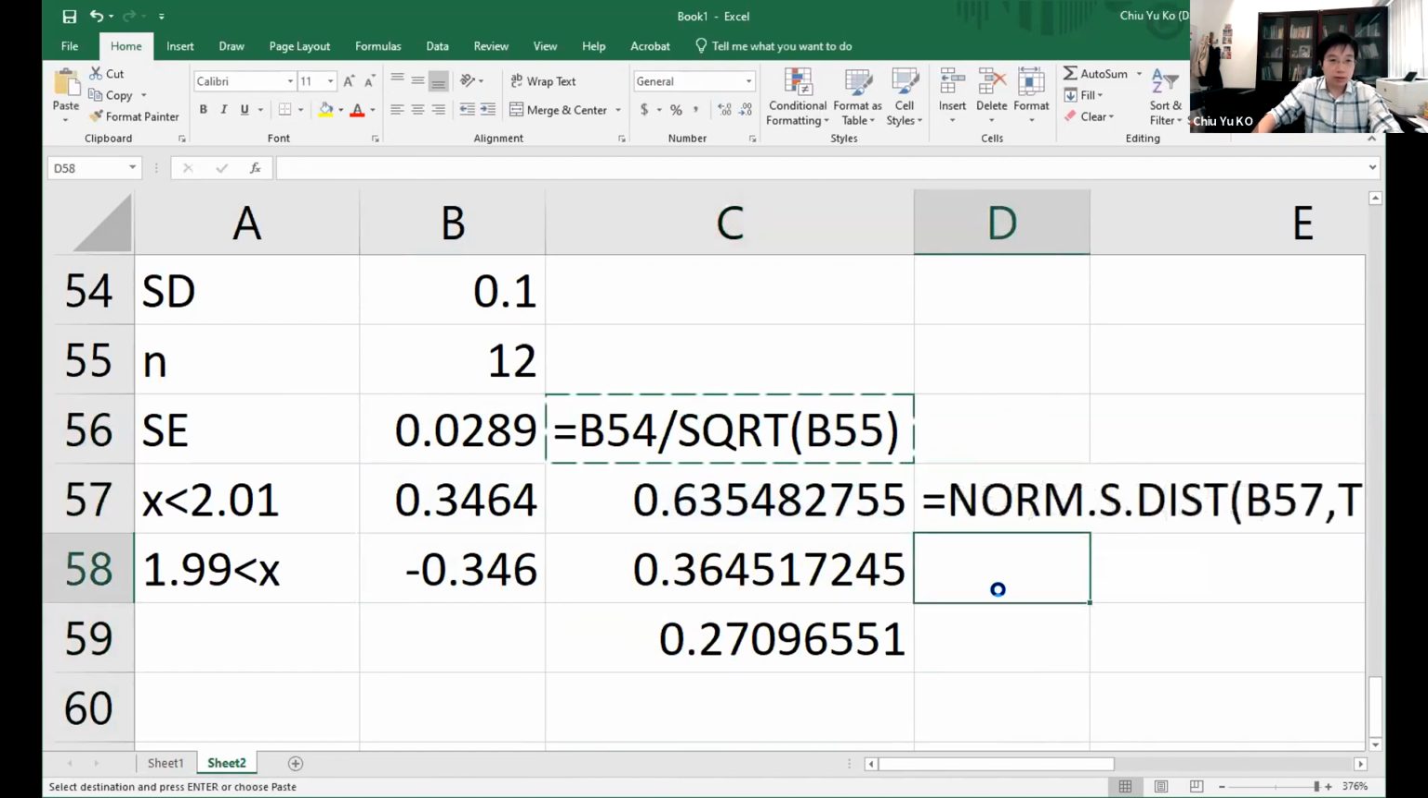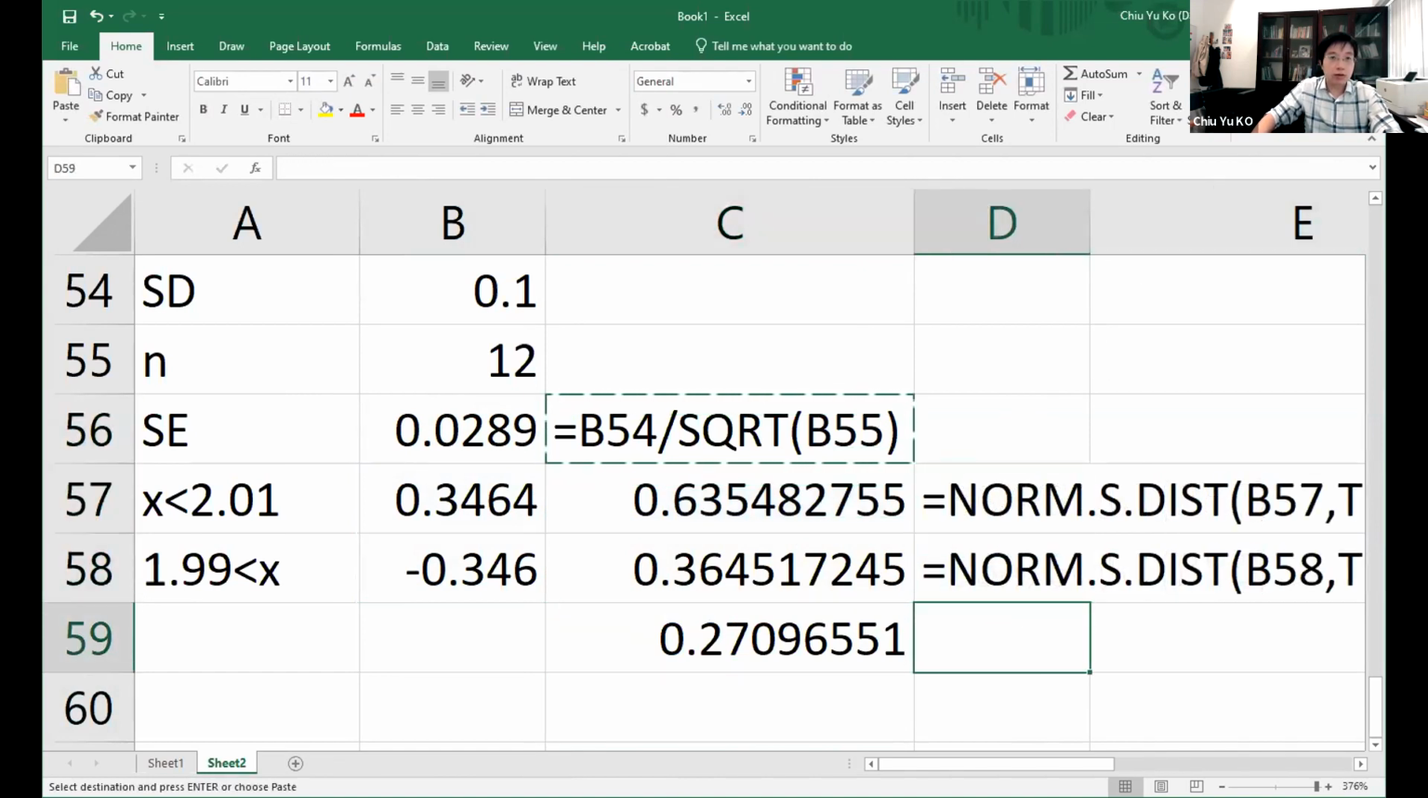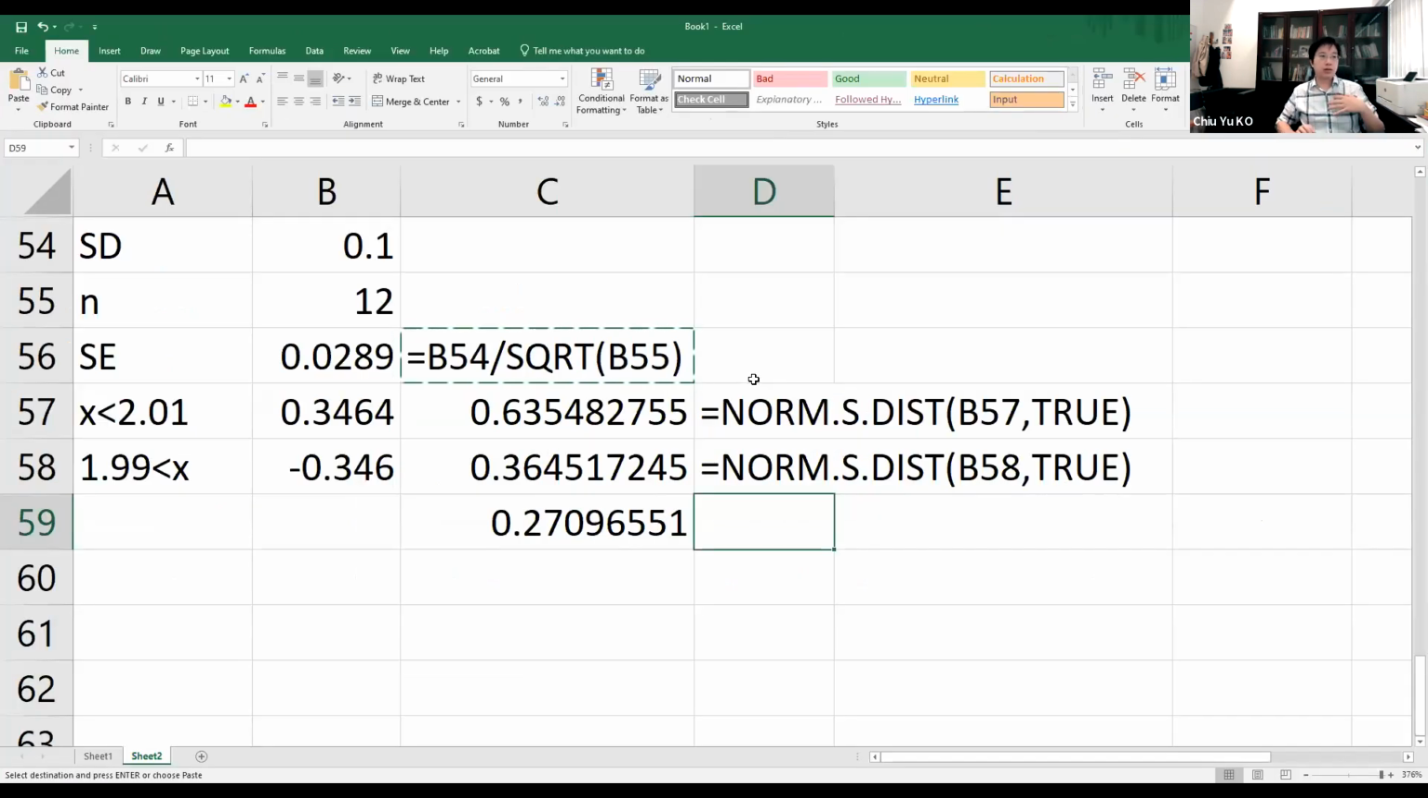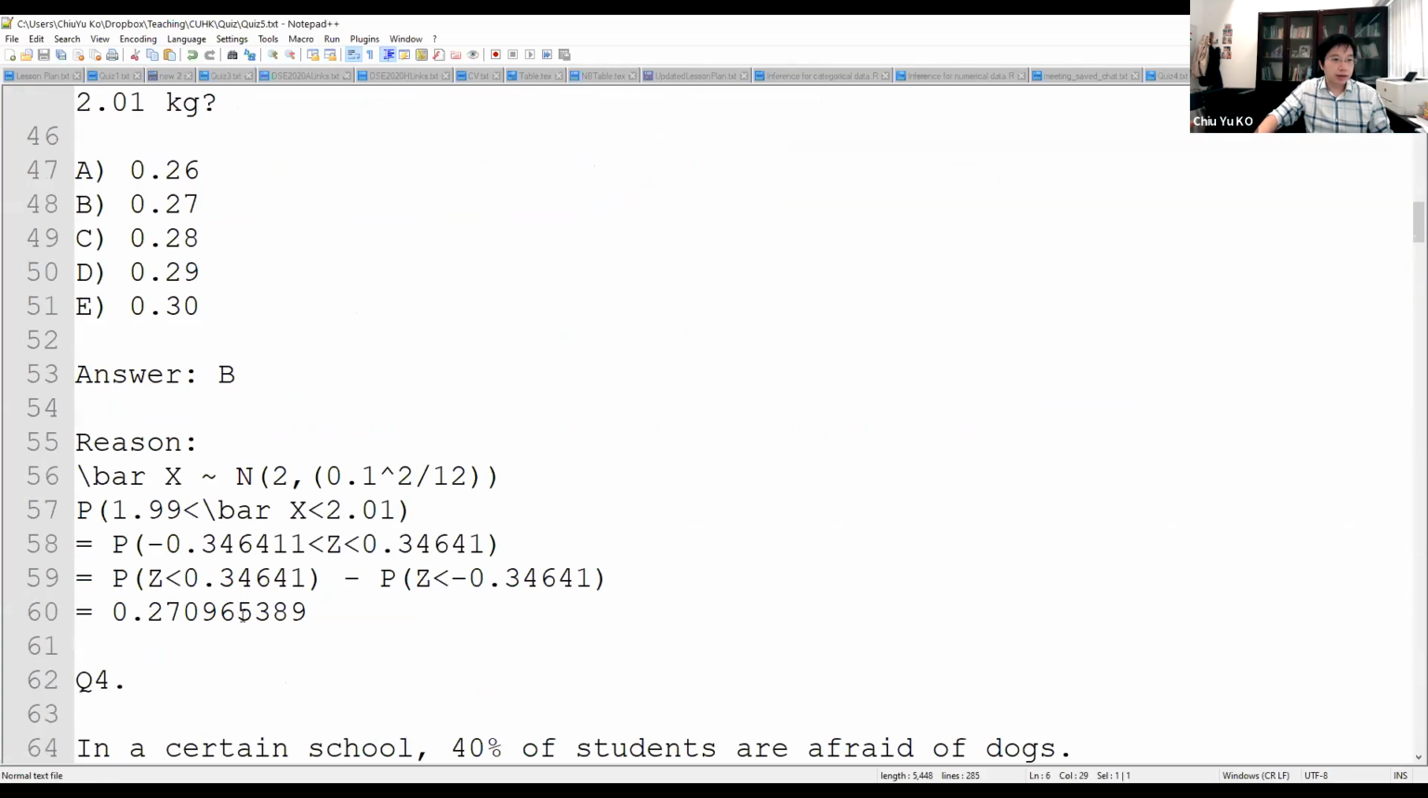Let's see whether you know how to do that part. Is that okay? Is there a question? That's how you get it. No question. Okay, good. So let's go back. That's how I get this answer.